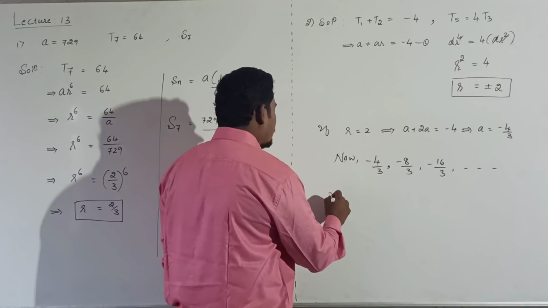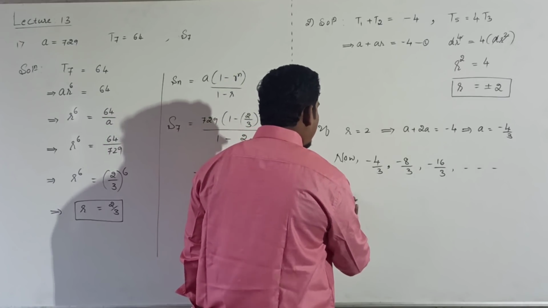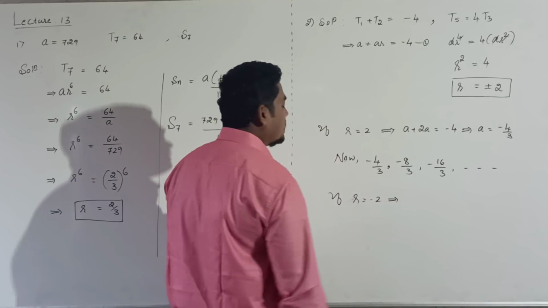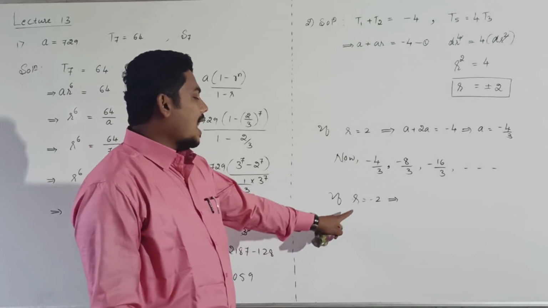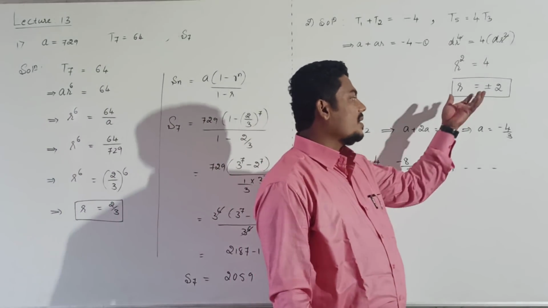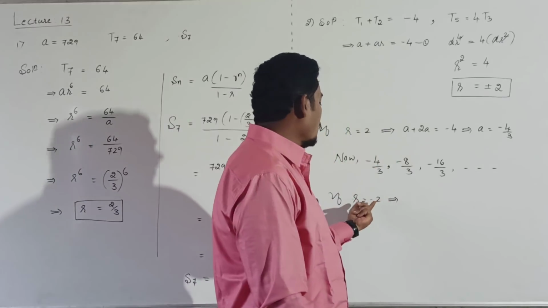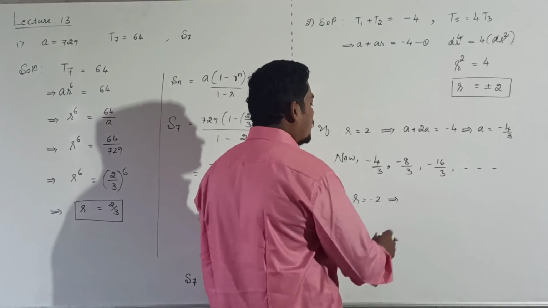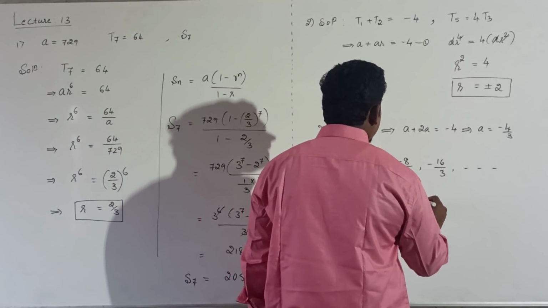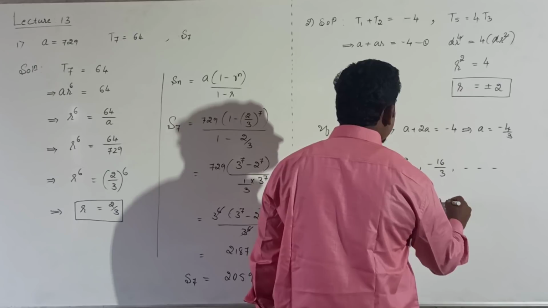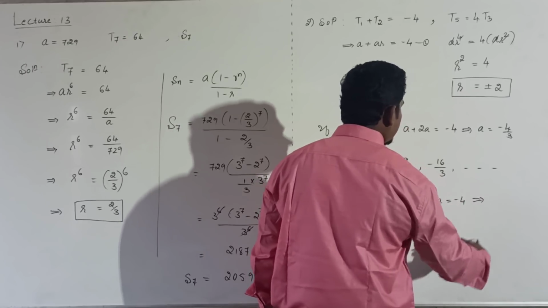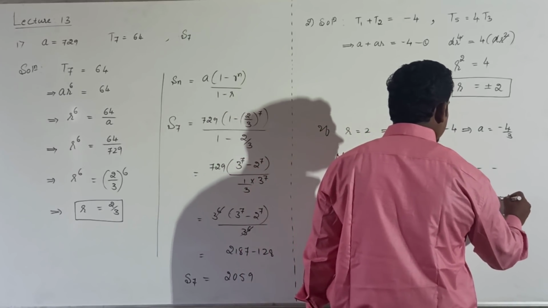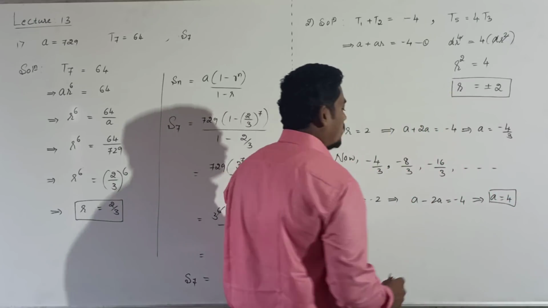And one more case, if R is equal to minus 2. If R value is minus 2, then what is the A value? R value may be positive or negative. R is equal to minus 2. Then find the corresponding A value. Just look at equation number 1. That is A minus 2A is equal to minus 4, which implies minus A equals 4, and so A equals plus 4.